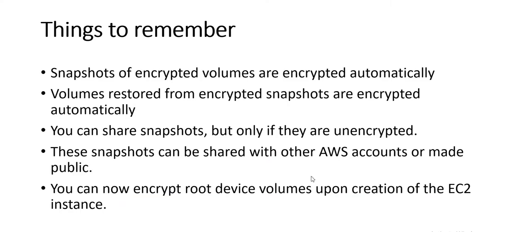So to summarize, the things which we need to remember are that snapshots of encrypted volumes are encrypted automatically, and volumes restored from encrypted snapshots are also encrypted automatically. You can share snapshots, but only if they are unencrypted. Encrypted snapshots cannot be shared. These snapshots can be shared with other AWS accounts or made public. This we are talking about the unencrypted snapshots itself. You can now encrypt root device volumes upon creation of the EC2 instance. This is a new feature from 2019.